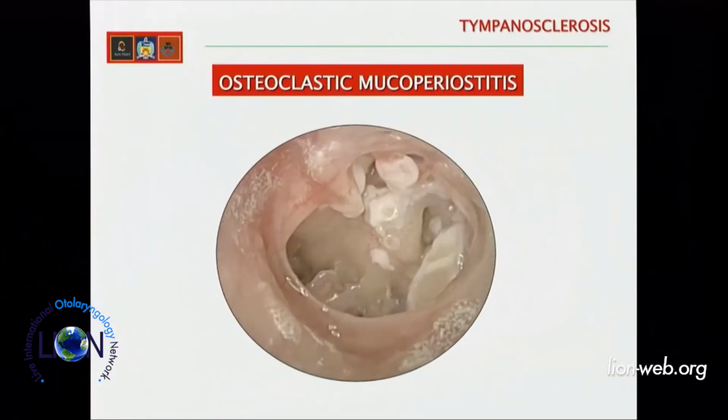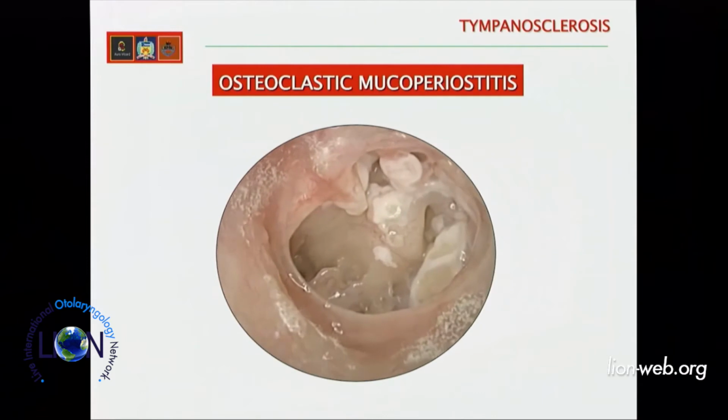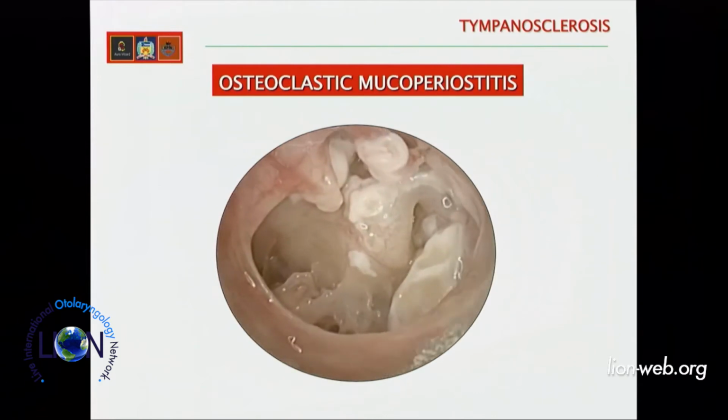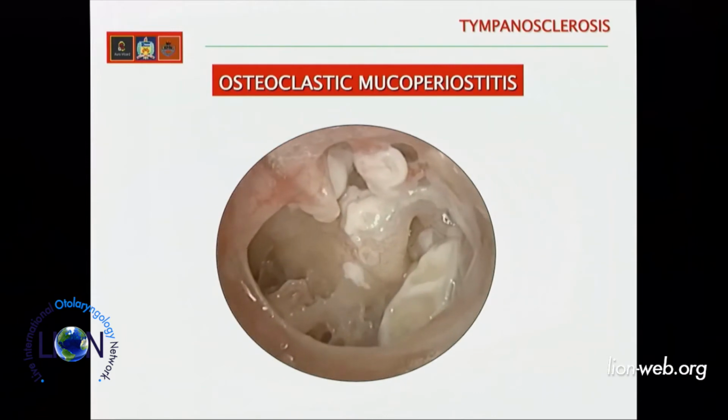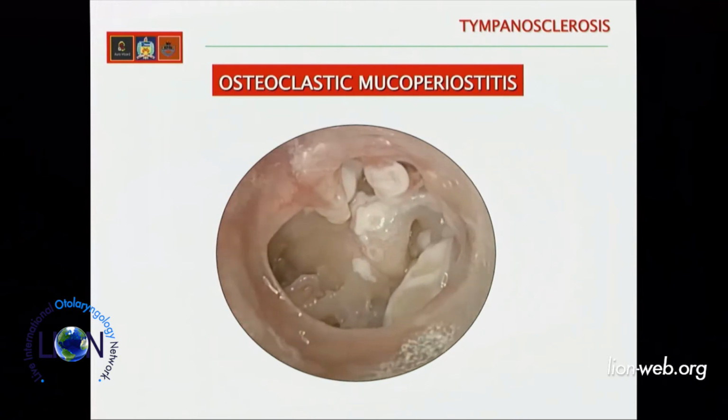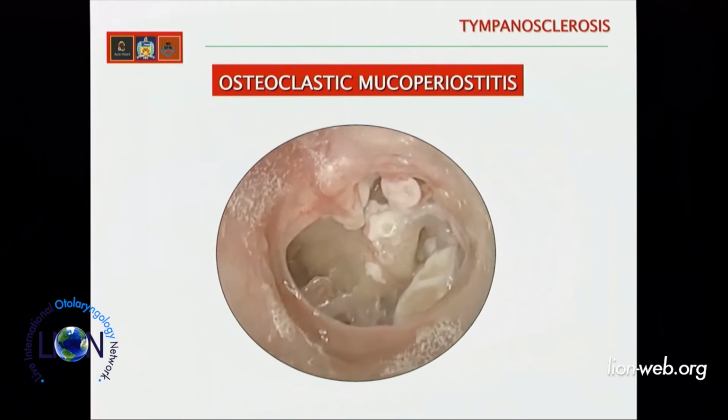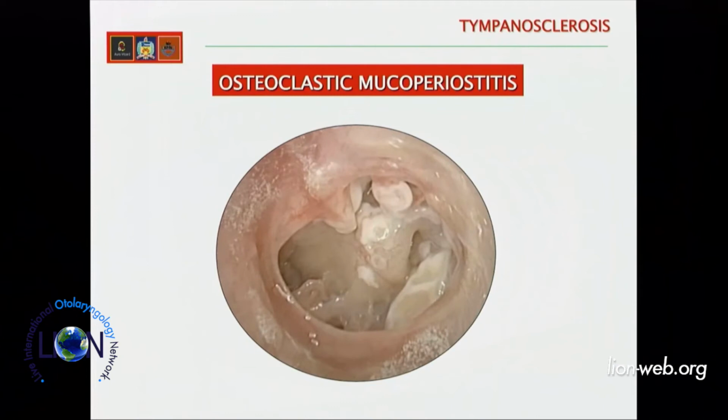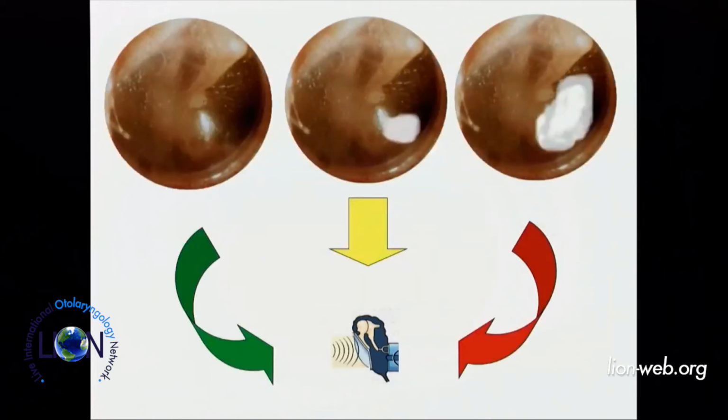Again, a very important one is tympanosclerosis. There are two types of tympanosclerosis: the one that we see only in the tympanic membrane, which is very superficial, and one aggressive form, what they call osteoclastic mucoperiostitis, that invades the middle ear cleft and fixes the ossicles. Sometimes it's really difficult. Maybe it's the worst situation that we can face.